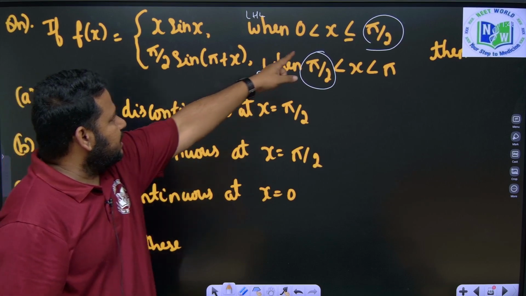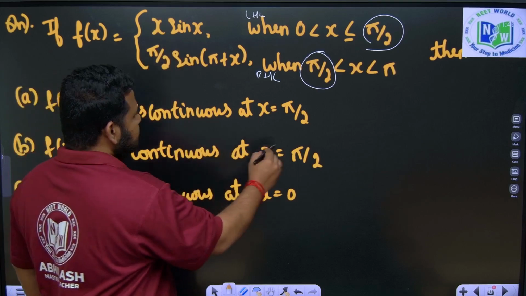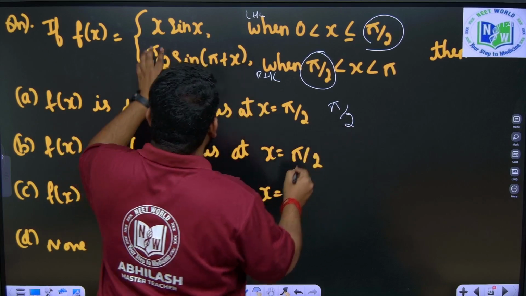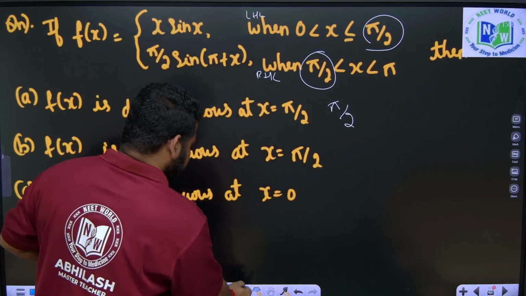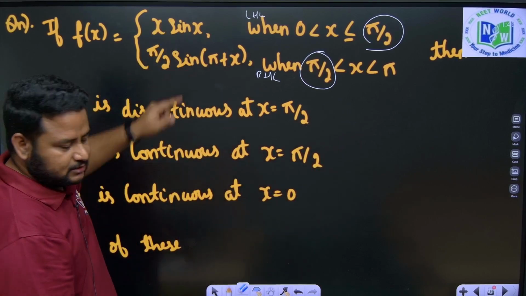First, at pi by 2, what is happening? If I put pi by 2, I will get the left-handed limit as pi by 2. I am having x sin x. Let me write down x sin x. First is x sin x. So I can write this down.